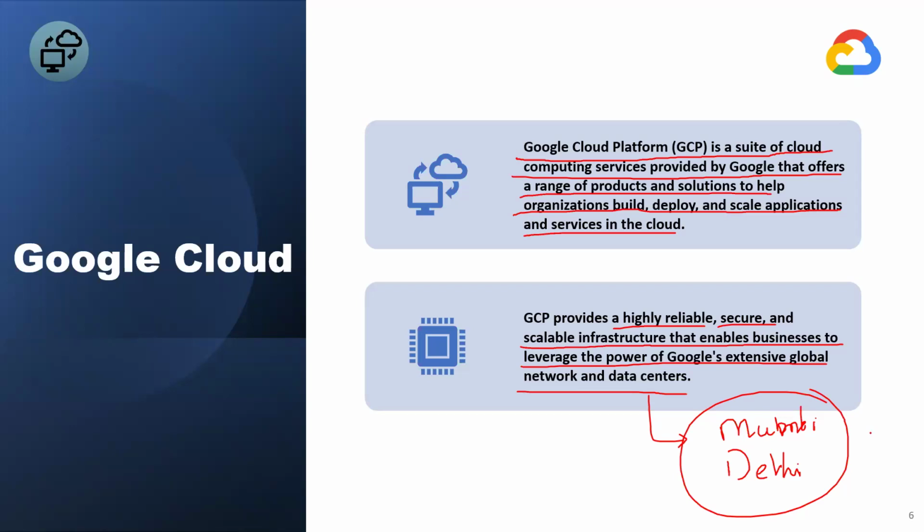Okay, so this is Google Cloud Platform. What is Google Cloud Platform, if you ask me? It is just a leading cloud provider that provides you the cloud computing services. These services are very useful for companies to build the application, to deploy the application, and to scale the applications and services in the cloud. And these services are highly reliable, secure, and provide you an end-to-end scalable infrastructure.